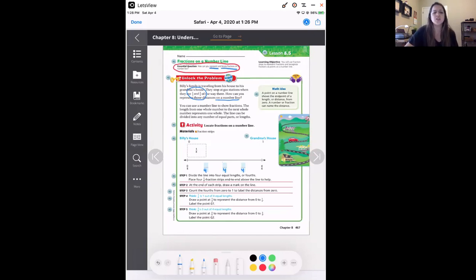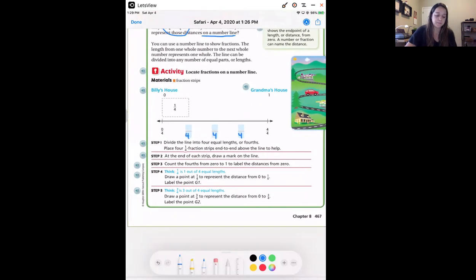Now, what does the numerator tell us then? The numerator is the number of equal lengths that have been traveled so far. Okay, they haven't made it to grandma's house yet. Right now, we're only showing the 2 stops to the gas stations. All right, now let's do the activity down at the bottom.